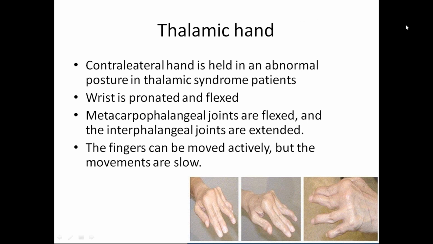We will be doing more of some lesions, and I will be discussing all this in detail with you as much as required, because so much detail is actually not required for undergraduates. For postgraduates, yes, but we will be studying them. So in the contralateral hand, if it's the left side, the right hand will be in an abnormal posture in a thalamic syndrome patient. The wrist will be pronated and flexed, the metacarpophalangeal joints flexed, and there will be extension of the interphalangeal joints, and they can be moved. So with that, I finish the lecture on the thalamus.